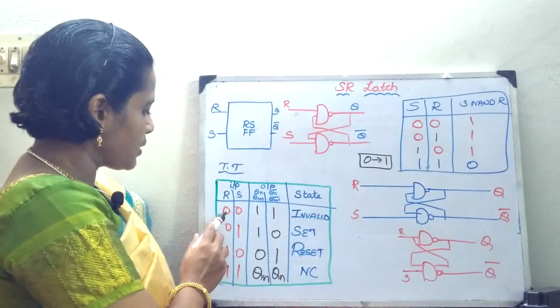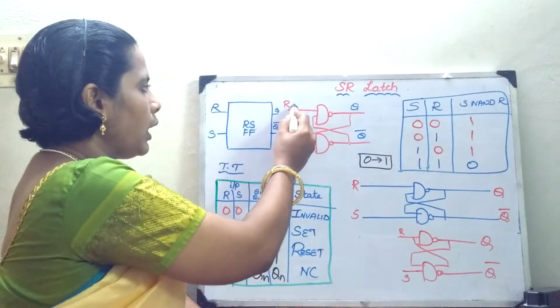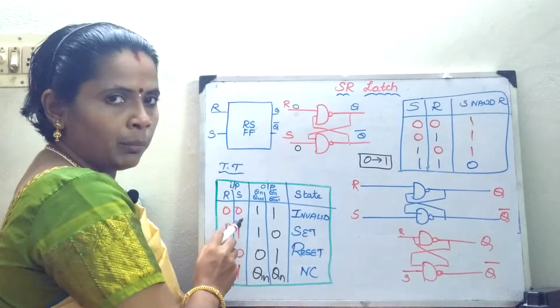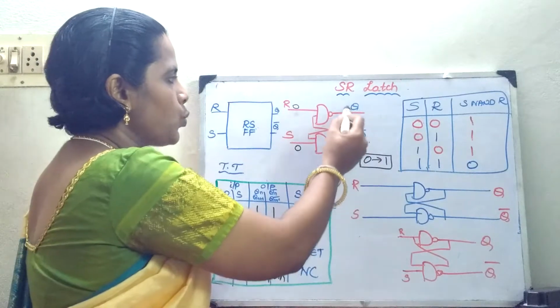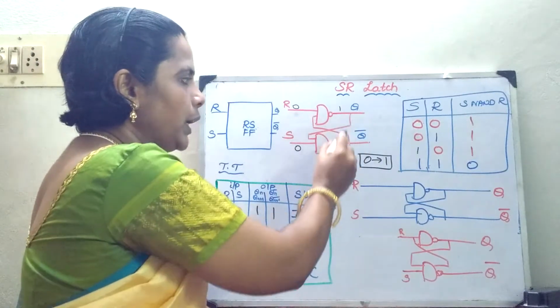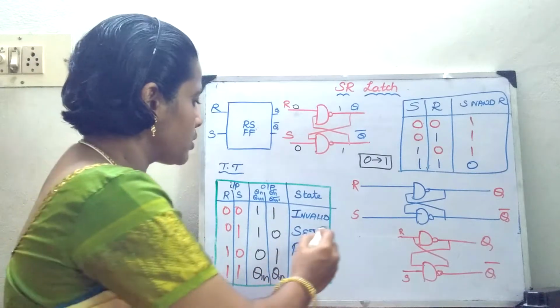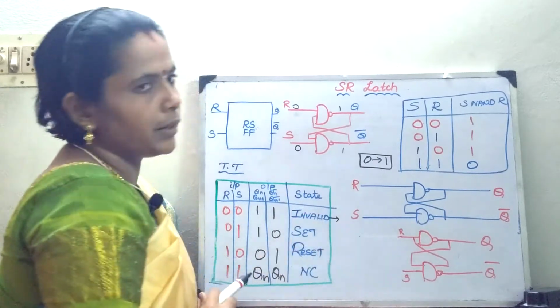Now let us take the first condition, 0, 0. Whenever I am giving 0, 0, what will happen? The output becomes 1 on both sides. Both the outputs cannot be the same, because Q and Q bar are complements of each other. So it is an invalid condition.